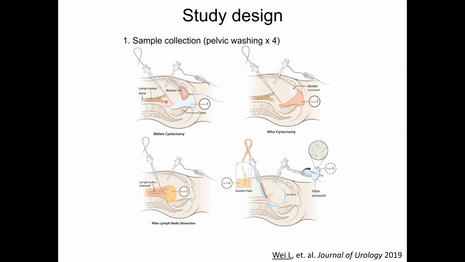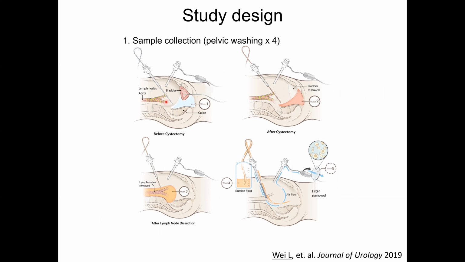So here are the results from the first patient. The spiking confirmed that the results were pretty accurate. When we put in 10%, we measured 10.11%, and so on. The blood was all negative. And in the pelvic washing, we did find one sample was positive, and that was after the bladder was removed. And the tumor cell fraction was found to be 0.27%.